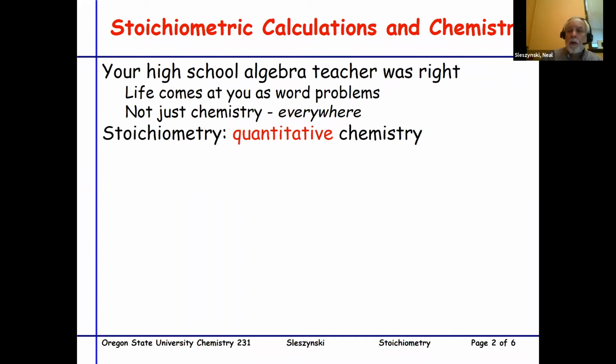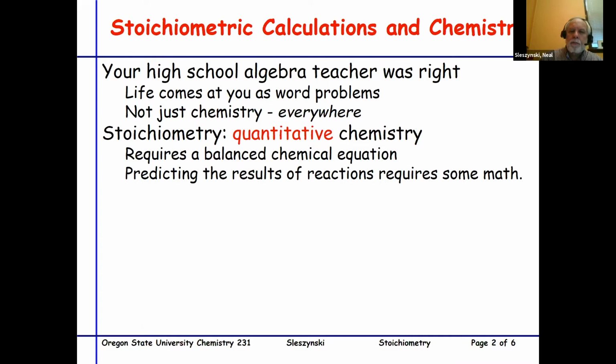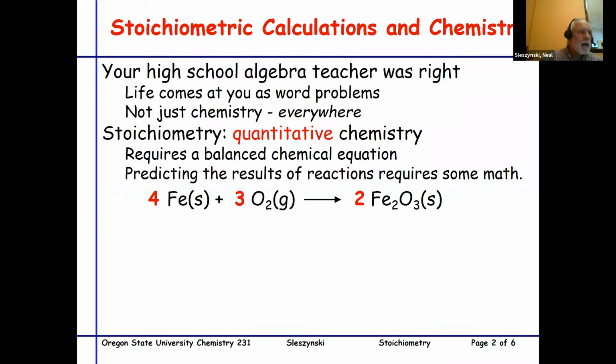The vocabulary that we use in chemistry for the quantitative aspect of chemistry is stoichiometry. To do stoichiometry and stoichiometric calculations, the first thing we require is a balanced chemical equation. Hopefully, you've already reviewed that video. If you have not, please go back and take a look at that. These balanced chemical reactions predict the results of reaction, but require some math.